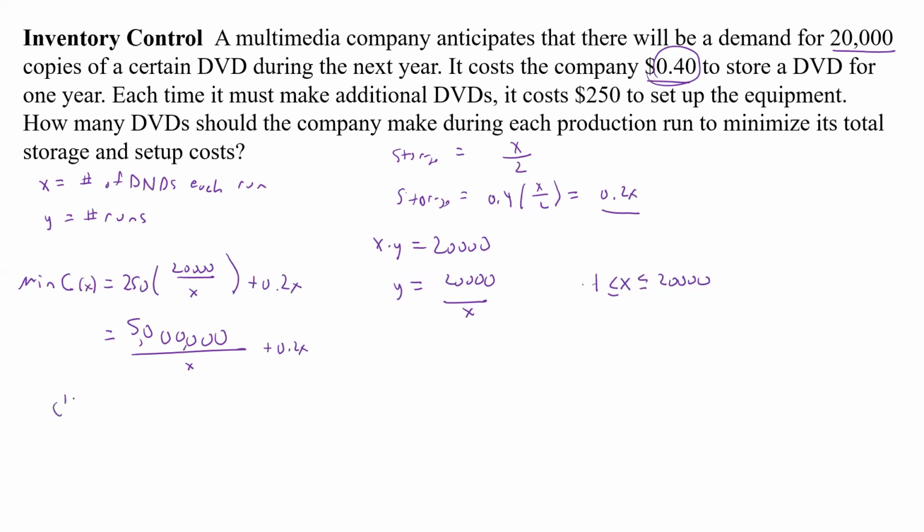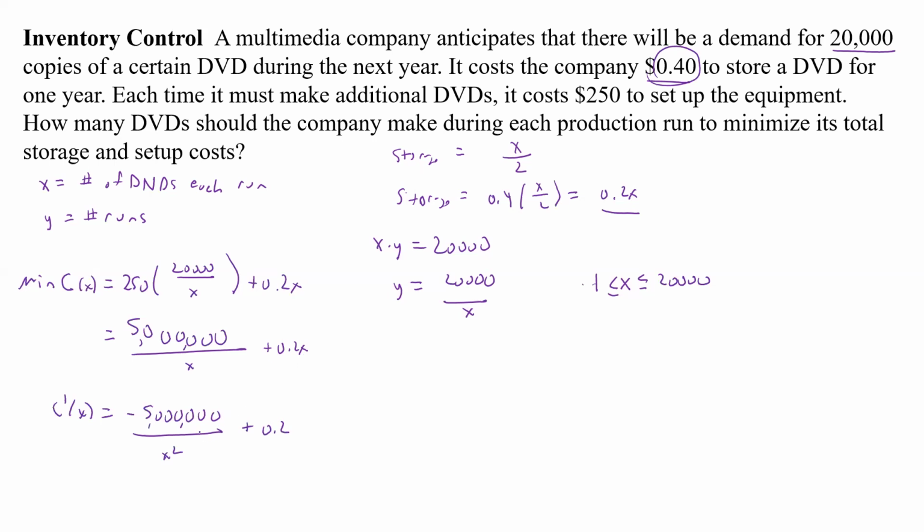Now, first things first, find that first derivative. So take that, that's going to be x to the negative 1. So bring it down, so it's going to be a negative 5,000,000, and then it becomes x squared in the denominator. This one just becomes plus 0.2, because that x becomes a single x.